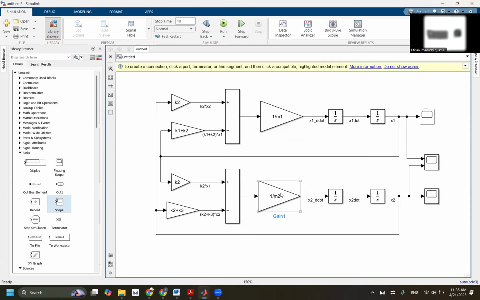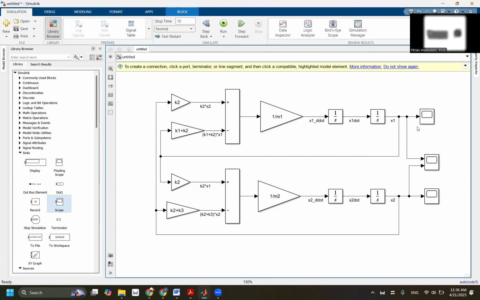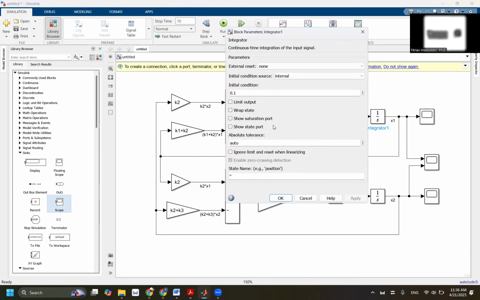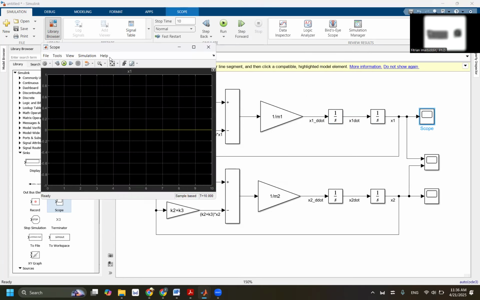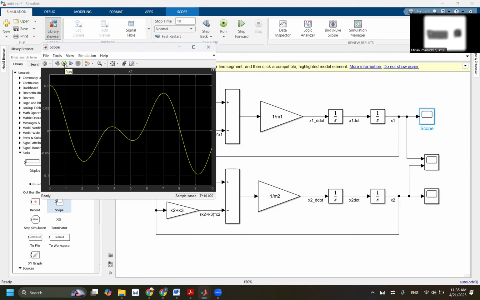What if I want to put the initial velocity? This is the velocity because the output of this is x1 dot. If you double click here, you can put the initial conditions. By default, it's going to be 0. So if everything is 0, you have no reason to make this move, right? So let's run again. I have put only the x1 0 initial condition. I'm going to run it again. What is this?